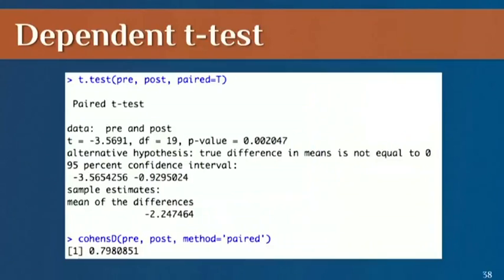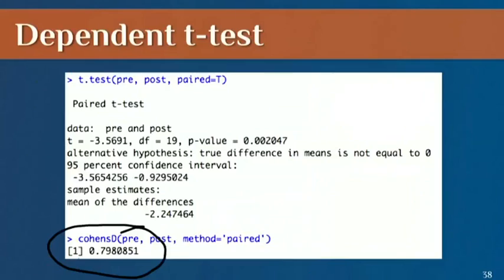Again, it's just the function t-test with pre, post, and paired set to true. Here's the t-value. It's 3.5. Again, think about those sampling distributions. 3.5 is way out there in the tail. So again, really low p-value. Yes, this is significant. And again, to be thorough, we have our interval estimate, and we have our estimate of effect size, Cohen's d.